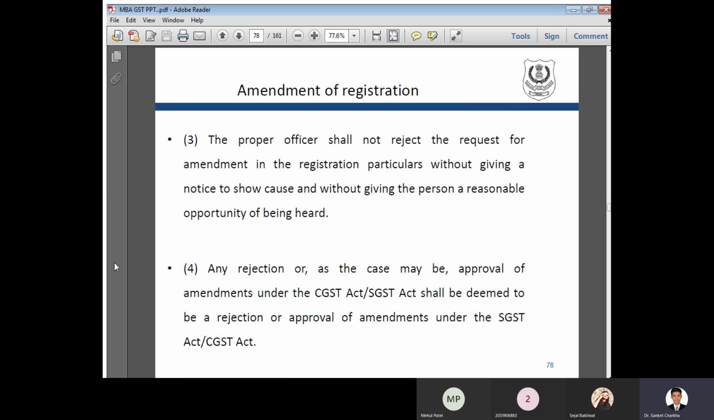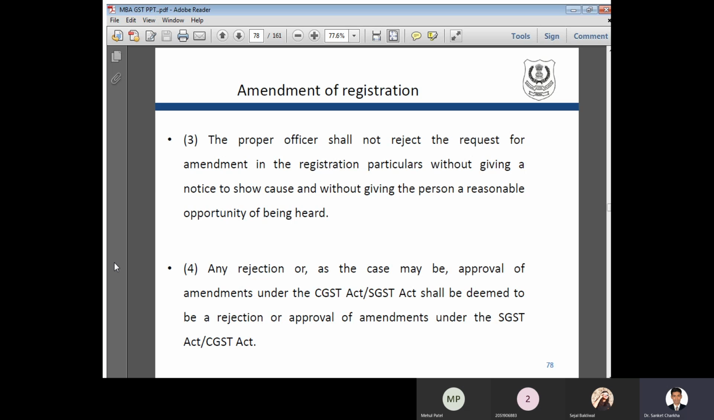Amendment of registration. The proper officer shall not reject the request for amendment in the registration particulars without giving a show cause notice and without giving the person a reasonable opportunity of being heard. So at this stage, you have to provide a proper show cause notice to the respective parties who are concerned with it.